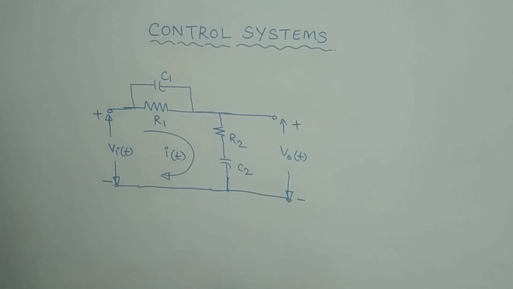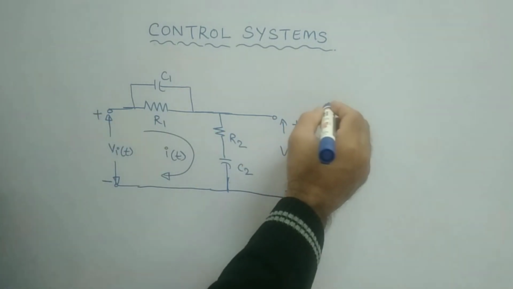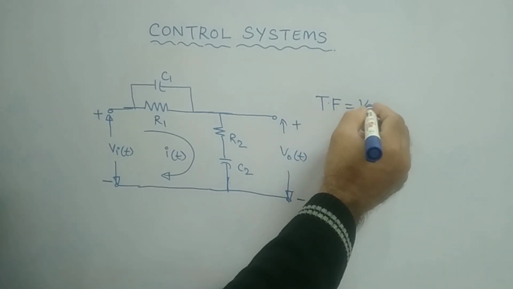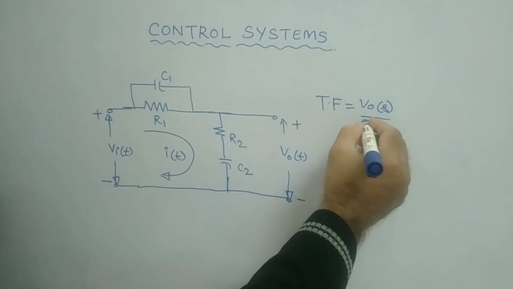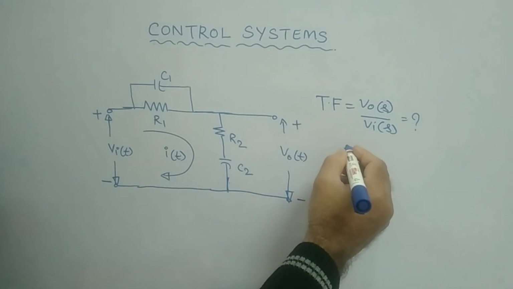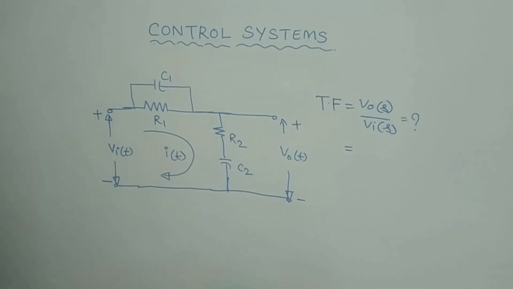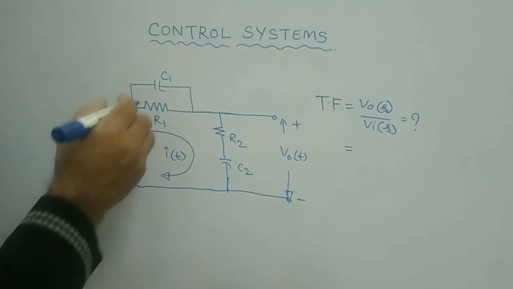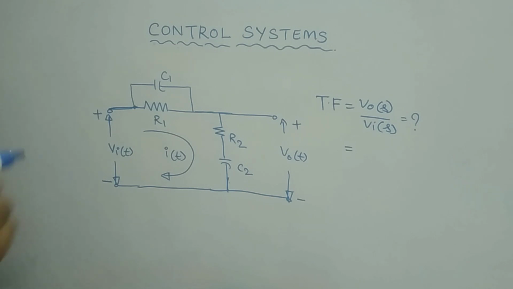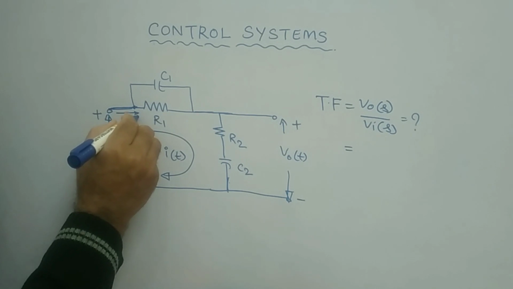Now we will see how the transfer function of this particular circuit looks. As we know, the transfer function is nothing but the ratio of V naught of S by Vi of S. This is the transfer function basically, and we need to find the ratio of V naught of S by Vi of S. So here, as both R1 and C1 are in parallel combination, assume that I of t, you take the current expression here, I of t.